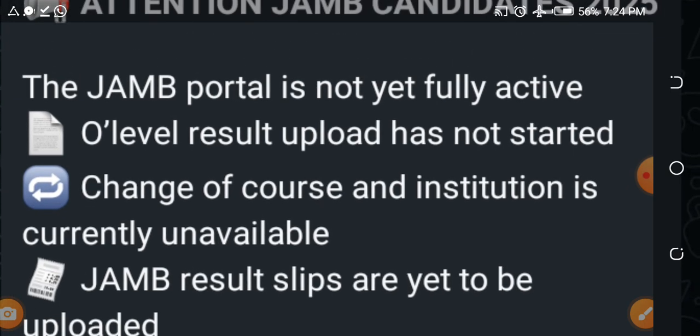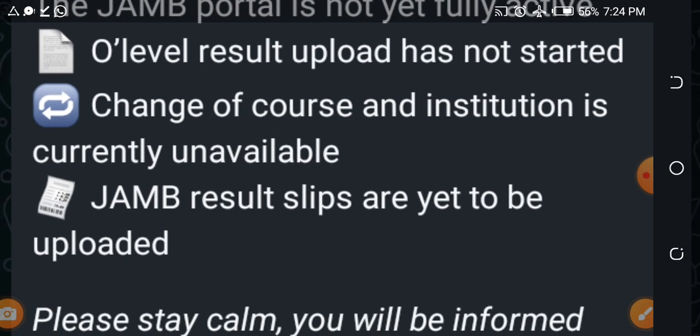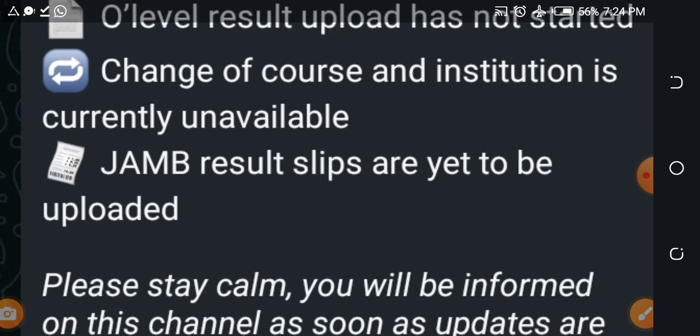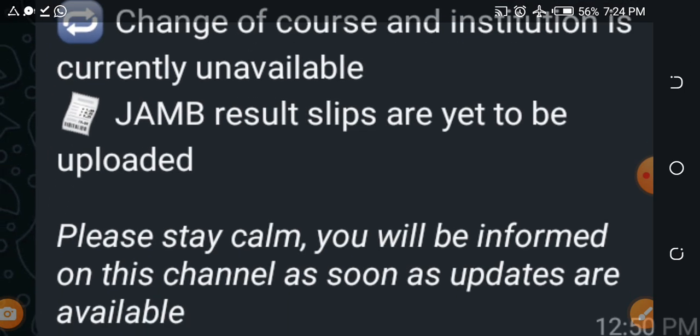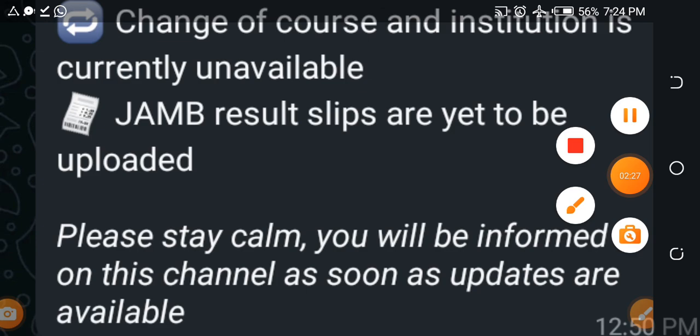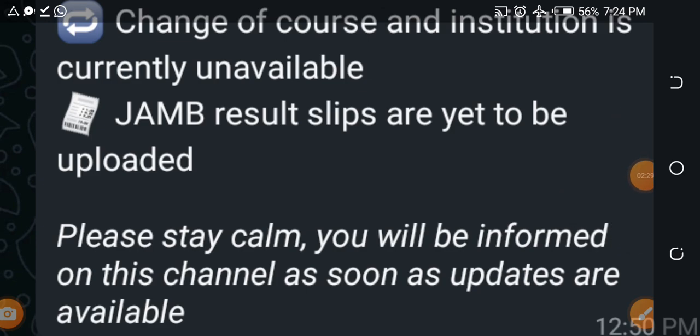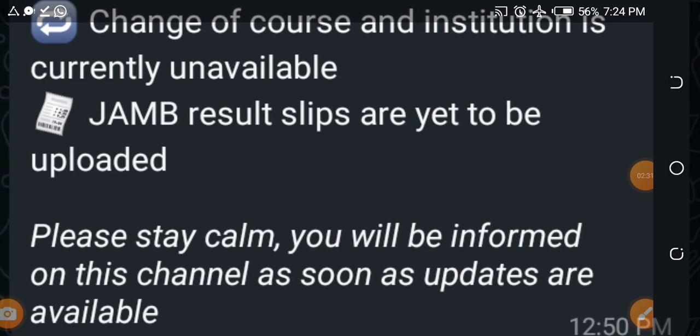JAMB, we need it. Change of course and institution is currently unavailable. At this moment, you cannot do change of course, you cannot do change of institution, you can also not upload your result. JAMB slip printing, that is the original result, is yet to be uploaded. So these things are not available on the JAMB portal right now. So please, everybody, just calm down and stay calm.